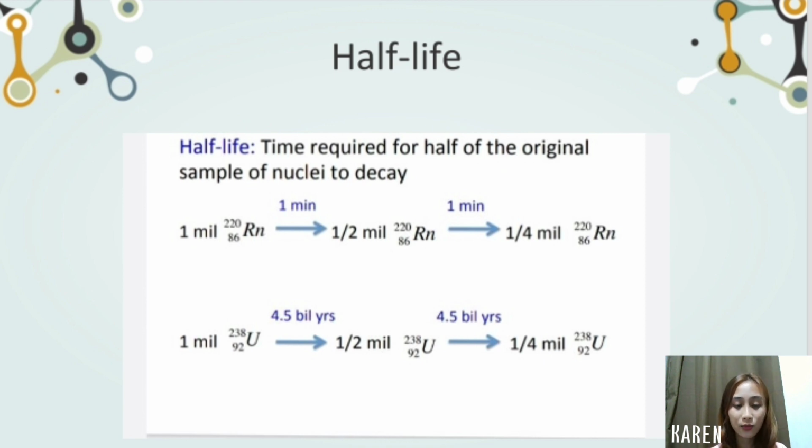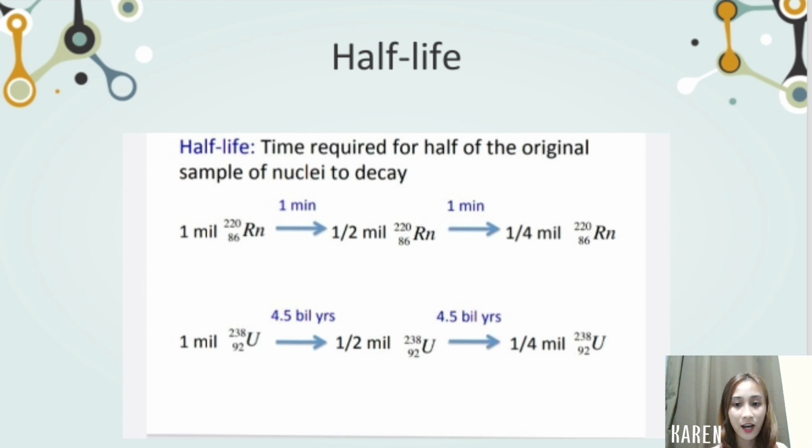The second one is 1,000,000 uranium nuclei with 238 nucleons and 92 protons. In 4.5 billion years, it became 1/2 million 238 nucleons, 92 protons of uranium. In another 4.5 billion years, it is 1/4 million 238 nucleons, 92 protons of uranium.